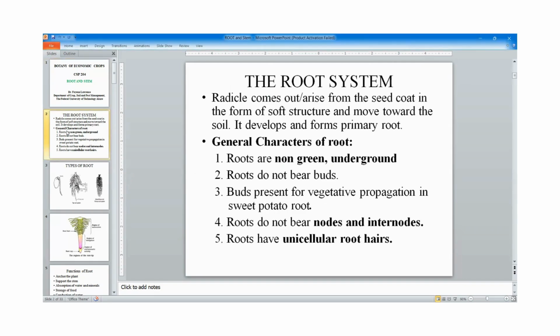The root system. The radicle comes out from the seed coat in the form of a substructure and moves toward the soil. It develops and forms the primary root.